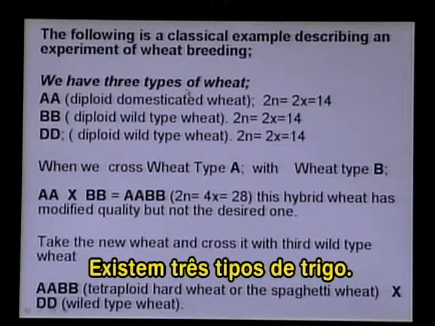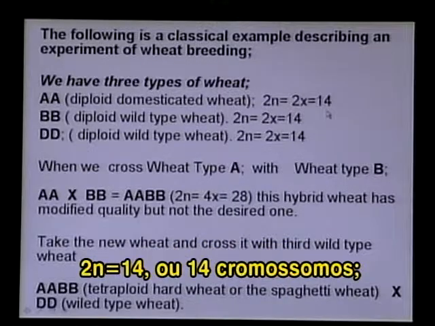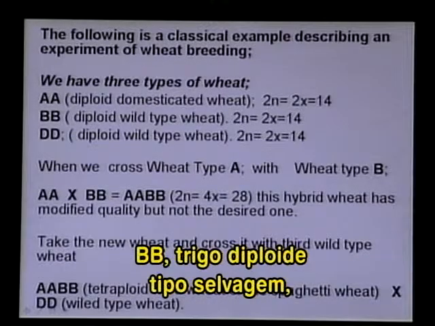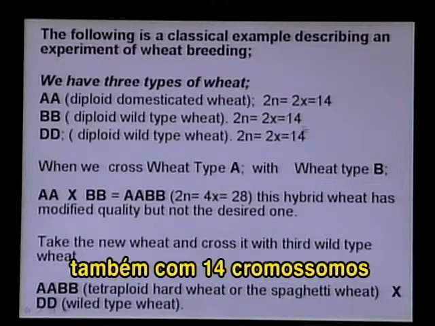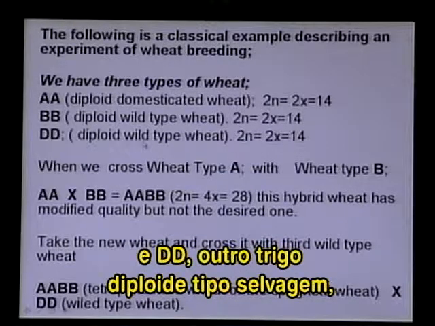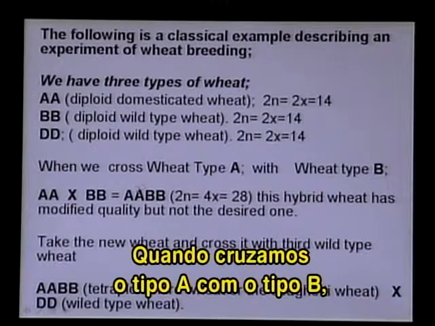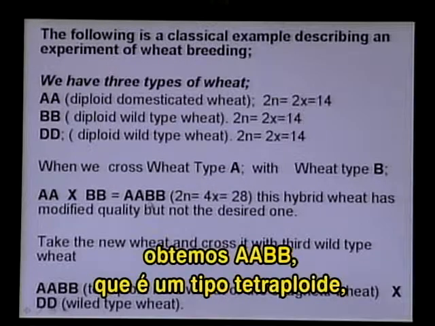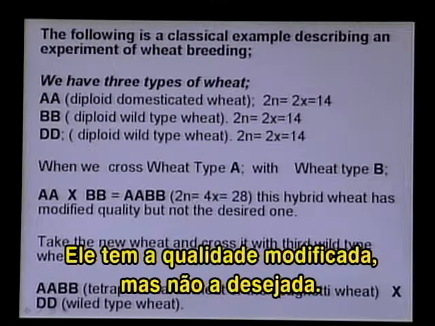We have three types of wheat. AA, diploid domesticated wheat, 2n equals 14, which is 14 chromosomes. BB, diploid wild-type wheat, also it has 14 chromosomes. DD, another diploid wild-type wheat with 14 chromosomes. When we cross two types of wheat, A with B, we get AABB, which is a tetraploid type of wheat, containing 28 chromosomes. It has a modified quality, but not the desired one.